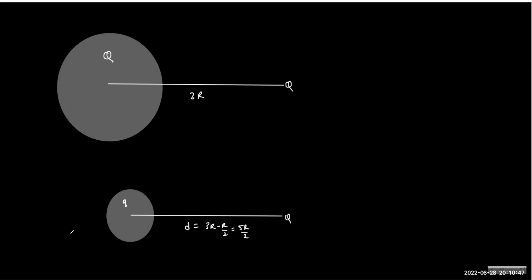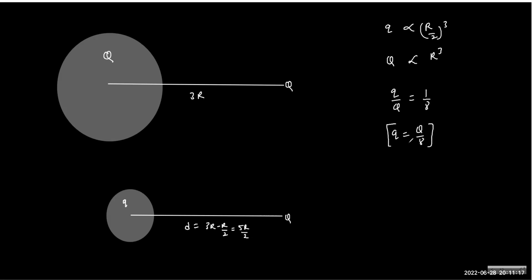You can use the unitary method again. The volume proportionality: the charge will be proportional to volume. So small q is proportional to (r by 2) cube, and capital Q is proportional to what volume? r cube. So you can say q by Q will be 1 by 8. So you can directly get the answer Q by 8.